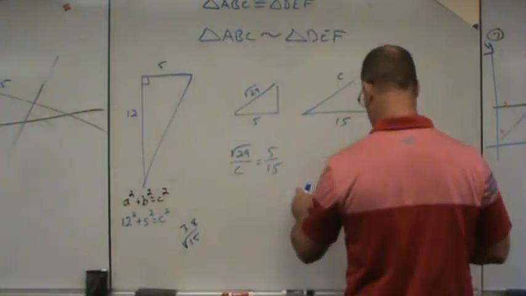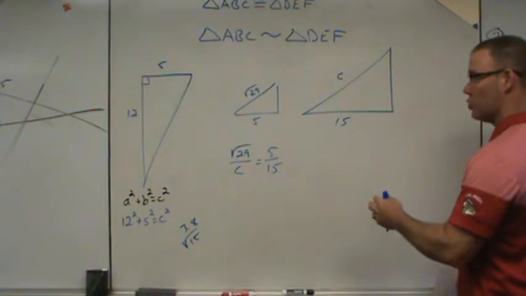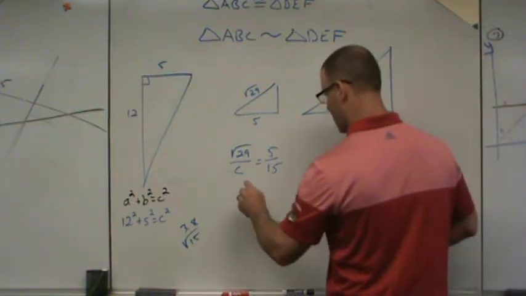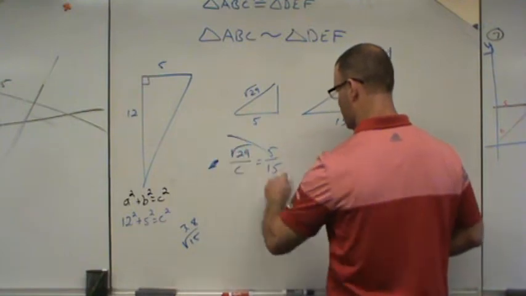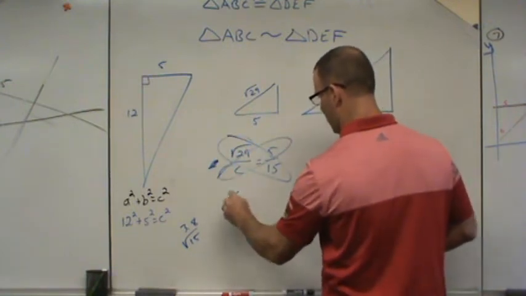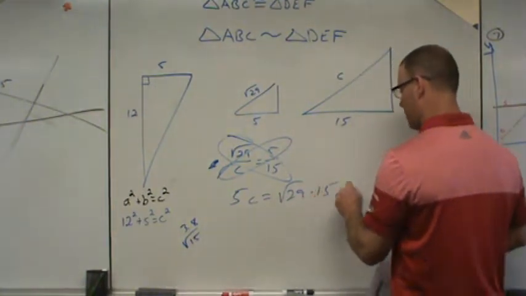Number 5 right here, I didn't cover anything yesterday in the video because I wanted you to do something today. And I told you how we solve these. We solve these by cross multiplying. So if I'm going to cross multiply here and here, 5c is equal to the square root of 29 times 15.